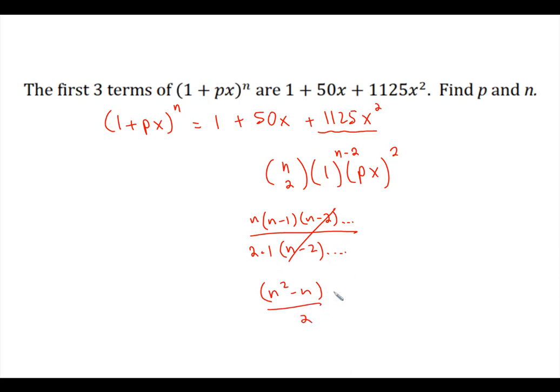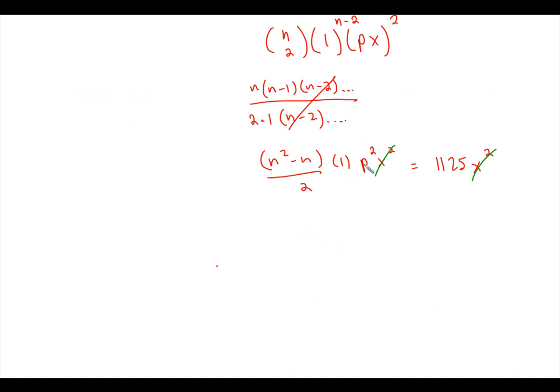1 to any power is going to give us 1, and then this will give us p squared x squared. And we know this is going to equal this term right here, which is 1125x squared. Okay? Now, let's simplify this out. First of all, the x's are going to divide each other out. We have this p squared here, right? So let's just move this p squared to the front. So I have p squared multiplying with (n squared minus n) over 2 equals 1125, right?